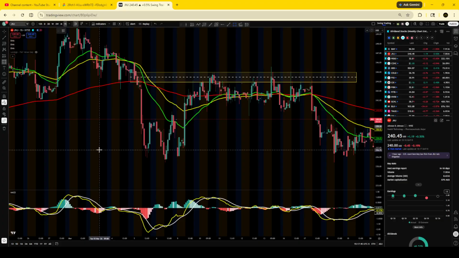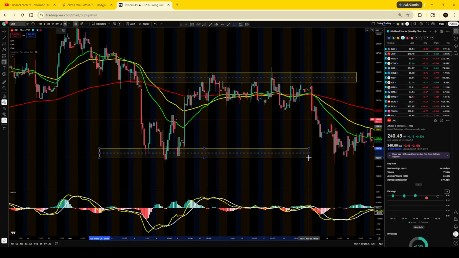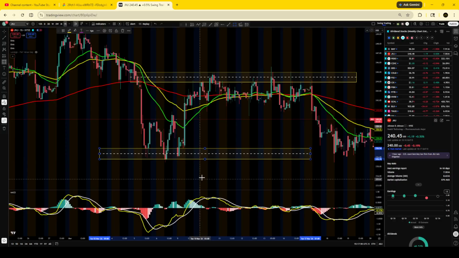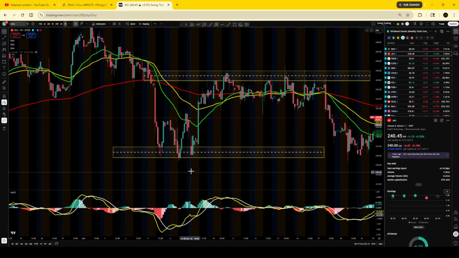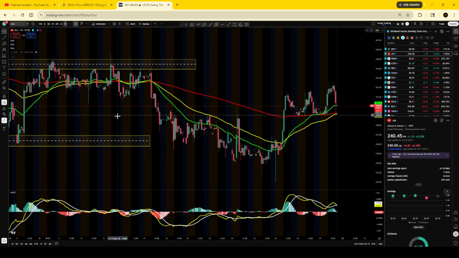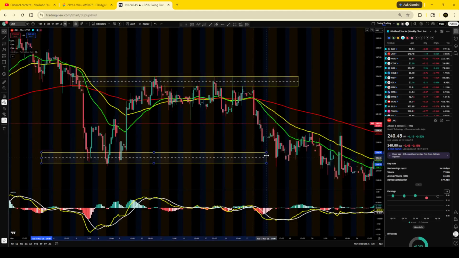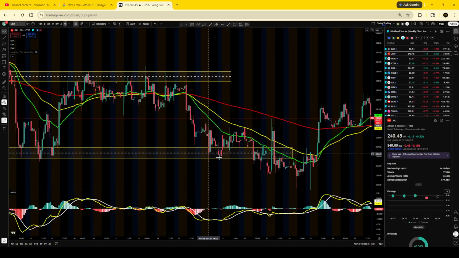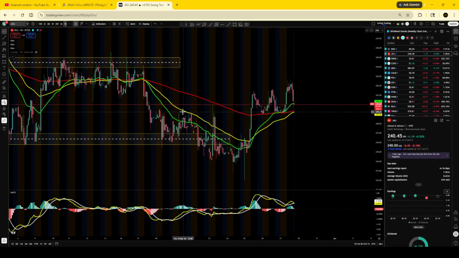Why? Because price has come in this area multiple times. Typically what happens is that when price comes in this area, it'll bounce up. You can see it right here, boom, boom, boom. It came down with this red candle, and then the green one shot back up, shot back up.